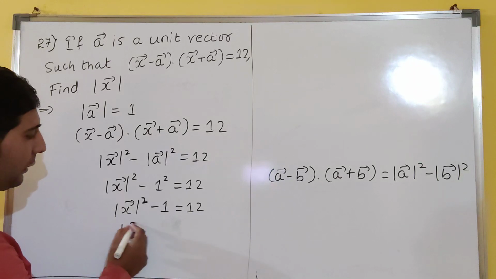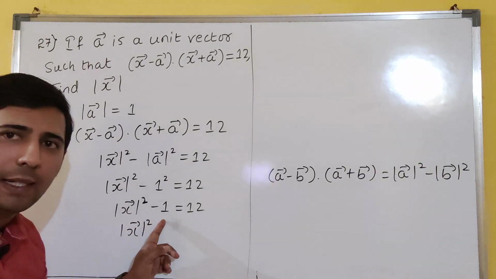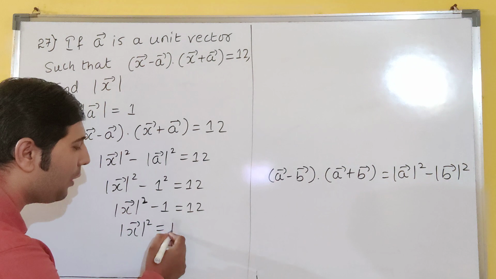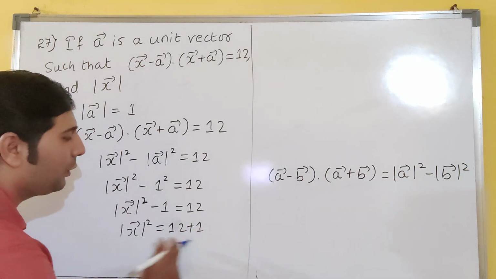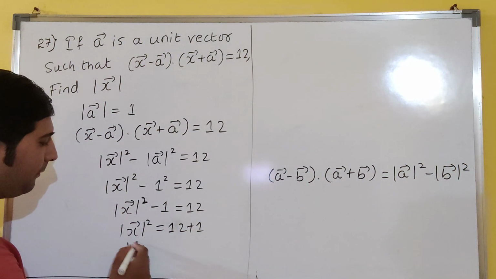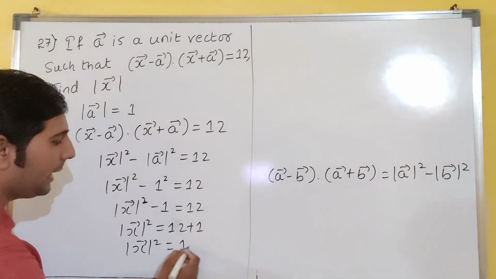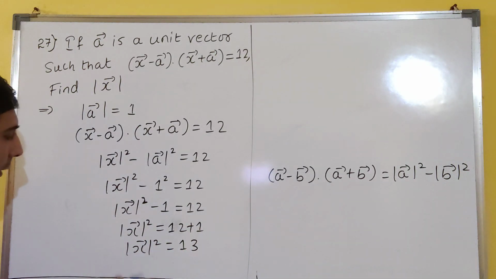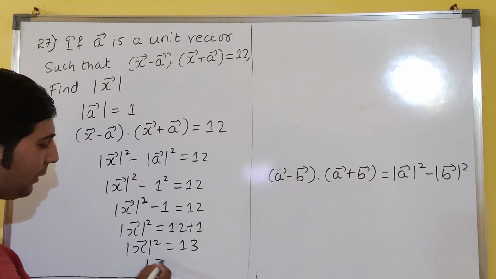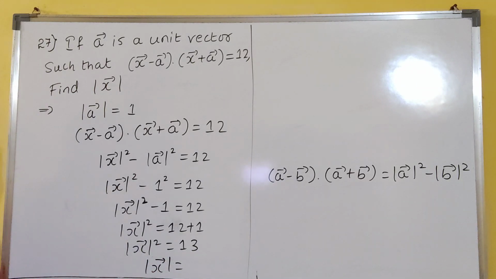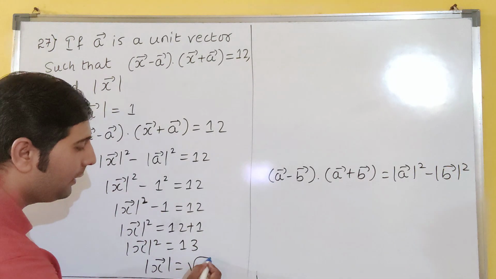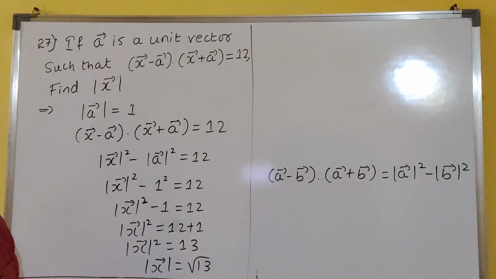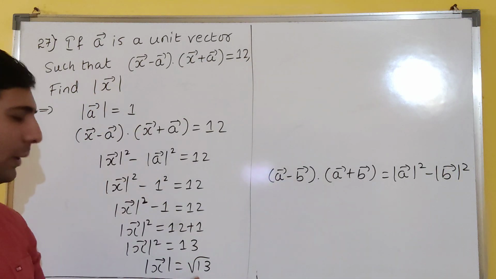So now minus 1 is there, no? Minus 1 you take on RHS, it will become plus 1. 12 plus 1 is how much? 12 plus 1 is 13, dear students. Clear? So now how much you will get the answer? Magnitude of x is equal to, see here, square if you send this side, square root 13. And he has asked to find magnitude of x only, dear students.